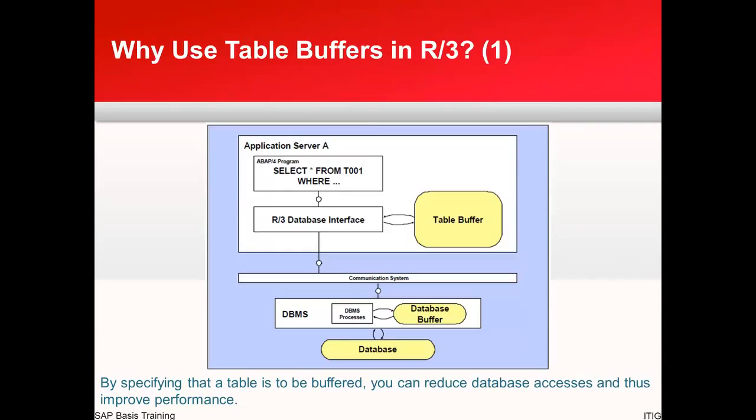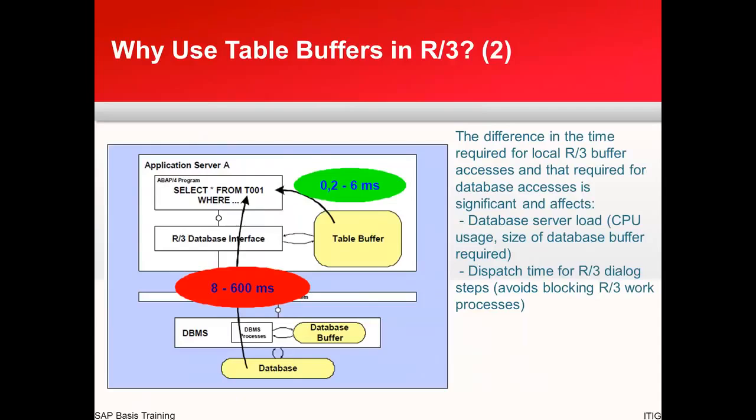By specifying that a table is to be buffered, you can reduce database accesses and thus improve performance. That is the main objective. When you buffer a table, you are not going to the database to access it. Once it is buffered, everything will be given from the buffer, so it reduces the IO taking place. So the size of the table buffer is pretty important.